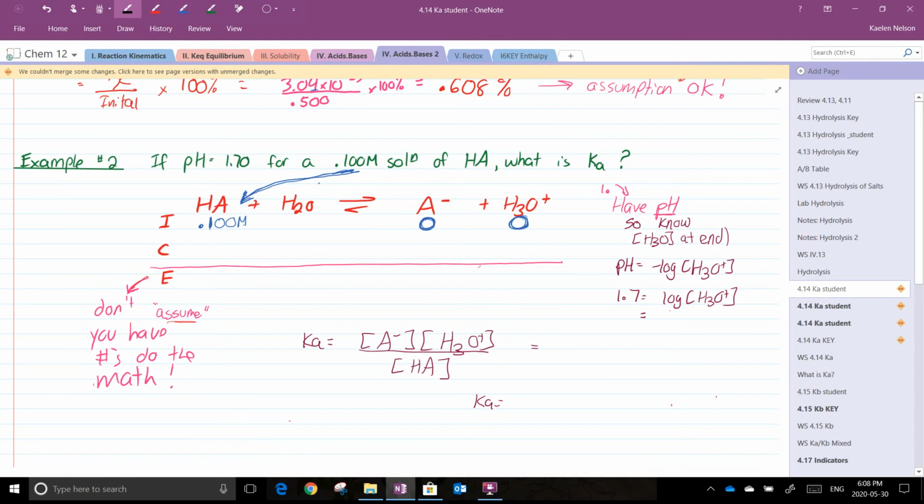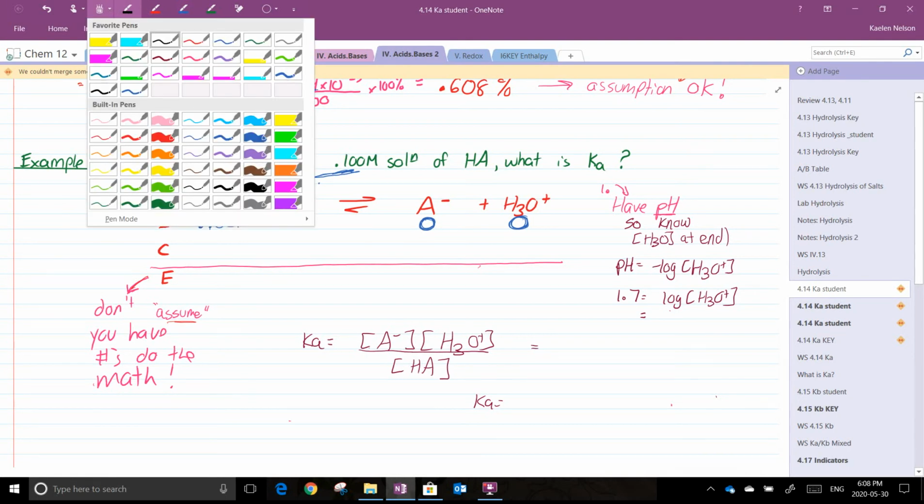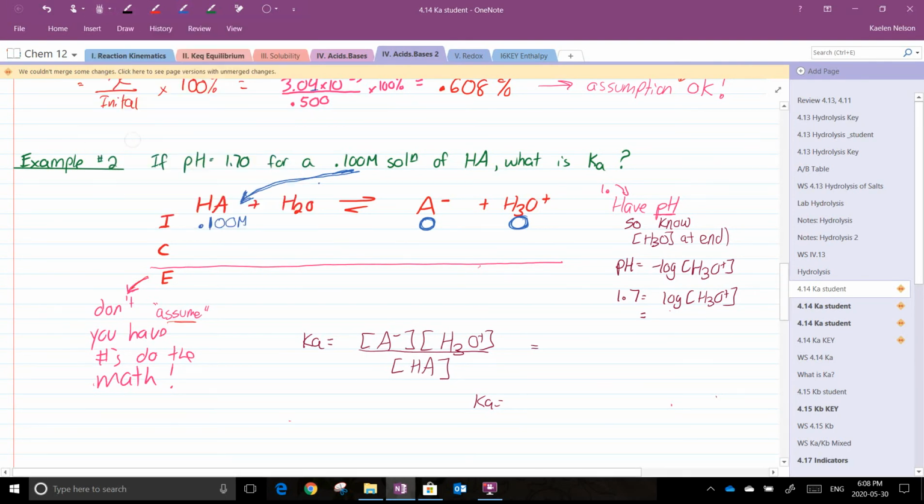Our next step will be to use the pH to find the concentration of H3O. So I put that over here for you. I got you started. pH is 1.7. To find H3O, remember you're going to anti-log this because your pH number is on the opposite side of the equal. So shift log, or anti-log.